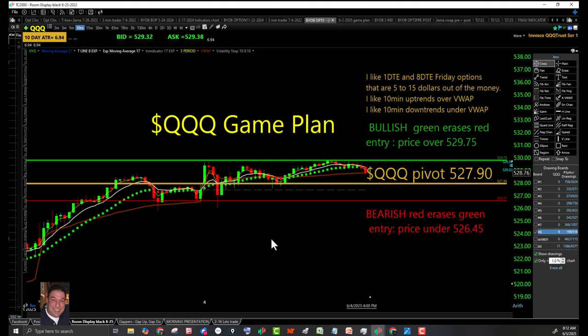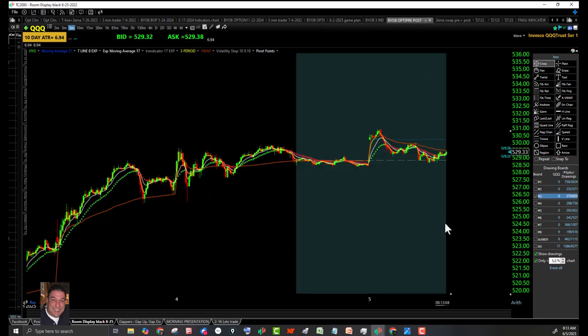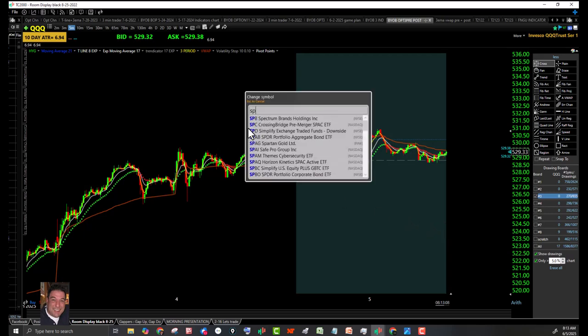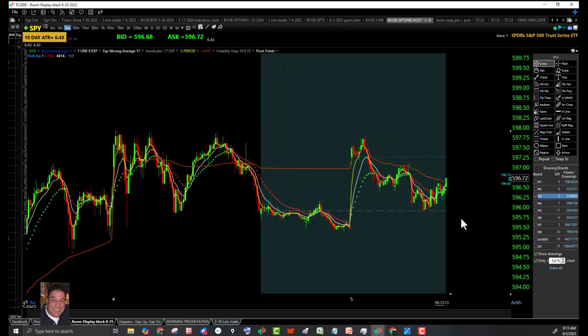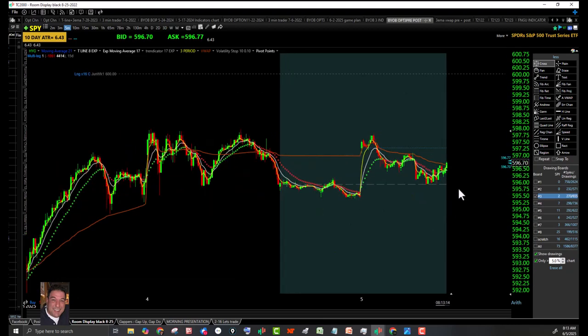All right, now what do I want to do? Oh yeah, let's take a look at the pre-market. And let's look at SPY. If green erases red in the pre-market, okay, so this would be all of this. I'm going to box off the red.